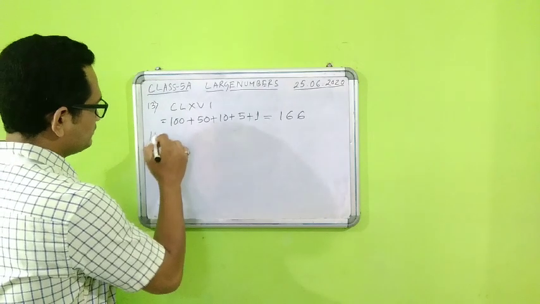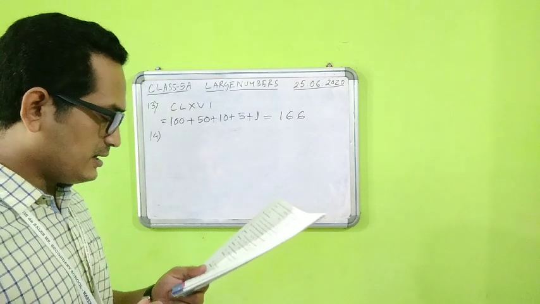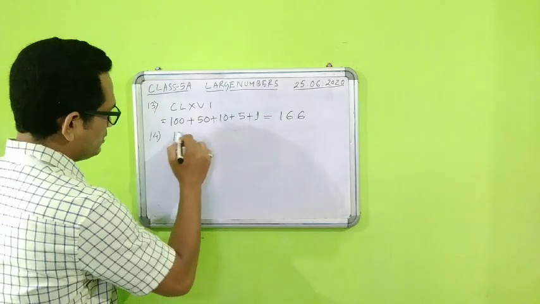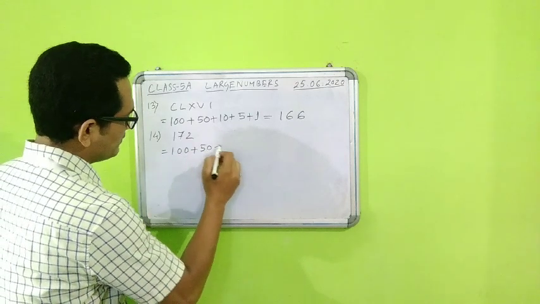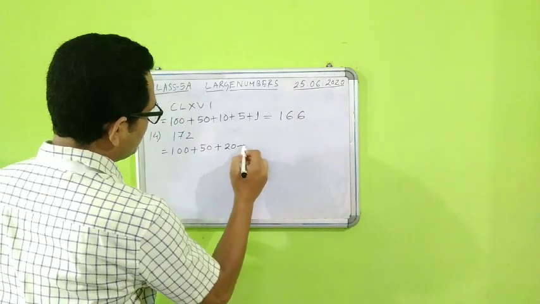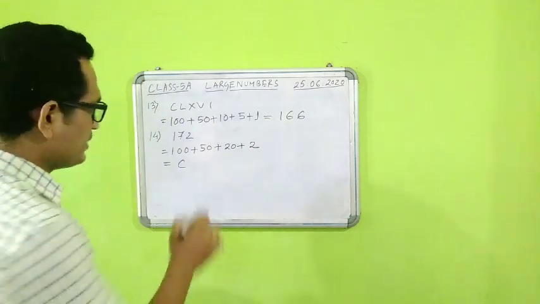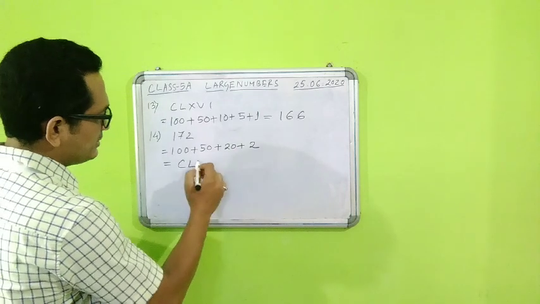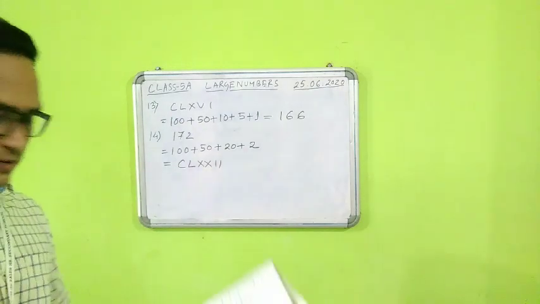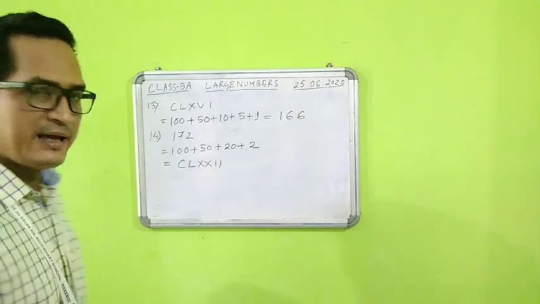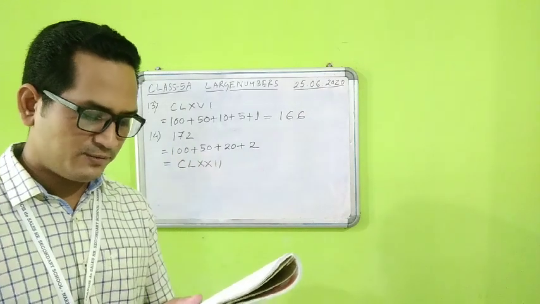Question number 14. This was also a question in the chapter test: write the Roman numeral for 172. Now 172, how will I write it? 100 plus 50 plus 20 plus 2. So 100 will be C, 50 will be L, 20 means 2 X's will come like this, and 2 will be two I's. So the answer will be CLXXII. This will be the answer for question number 14, that is, write the Roman numeral for 172.